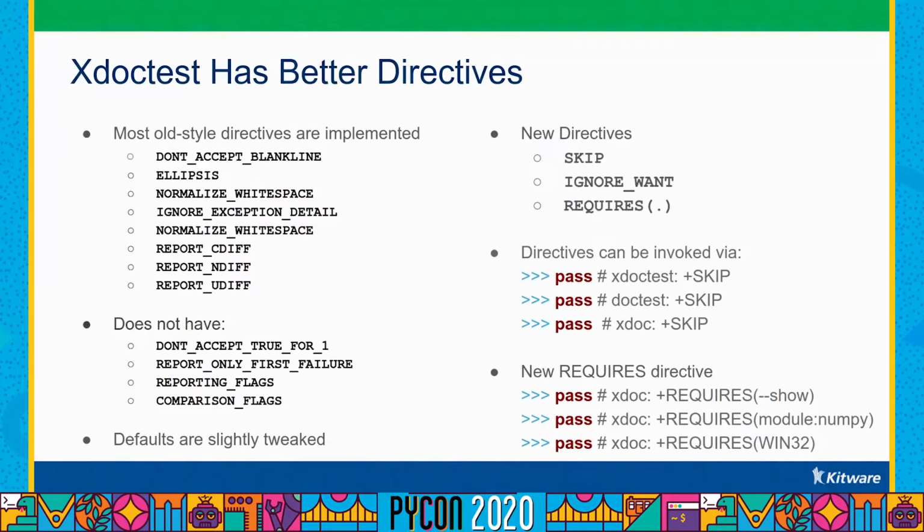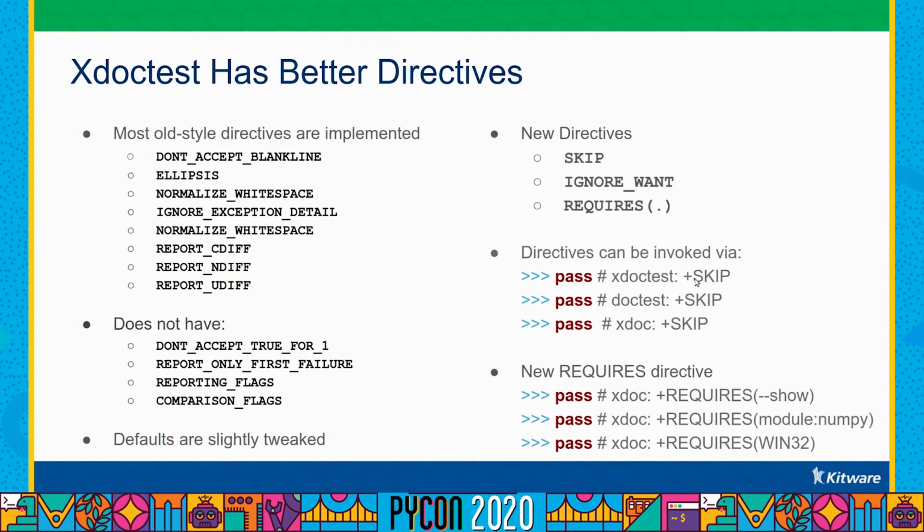Xdoctest has better directives. We talked a little bit about the directives that exist in the built-in Doctest module, specifically the ellipses directive, but it also has a bunch more. Some of them I've found less useful than others, and Xdoctest actually doesn't have these implemented. If you want these, you can send a PR and I'll probably accept it. But in the wild, I really haven't seen these used too often. More interestingly, Xdoctest has some new directives, namely skip, ignore want, and requires.